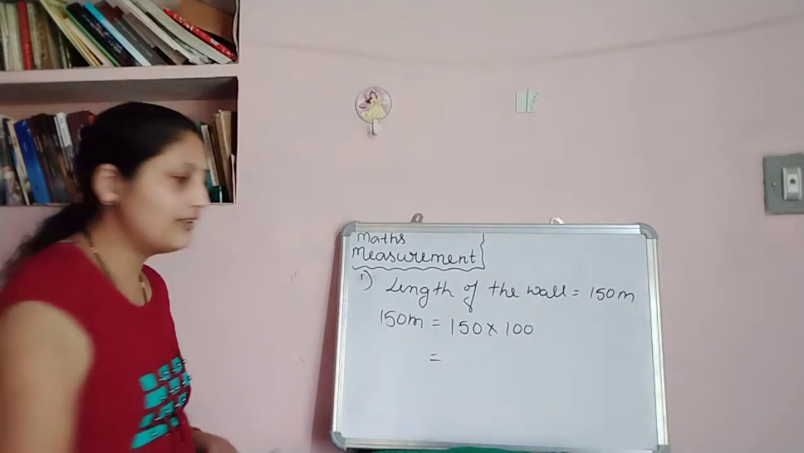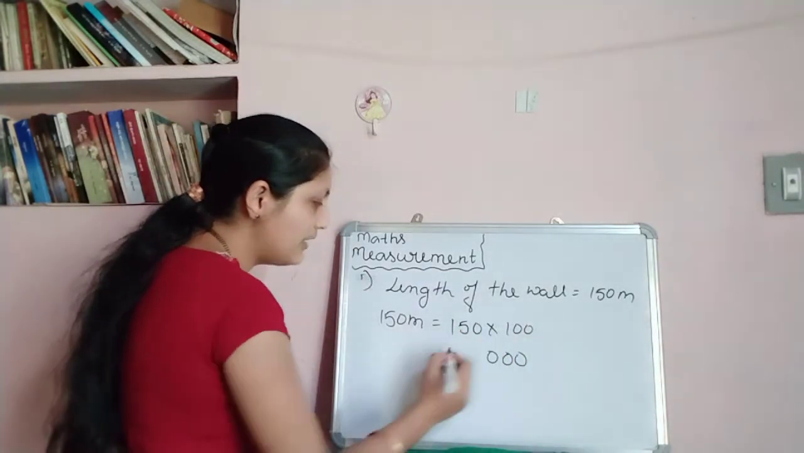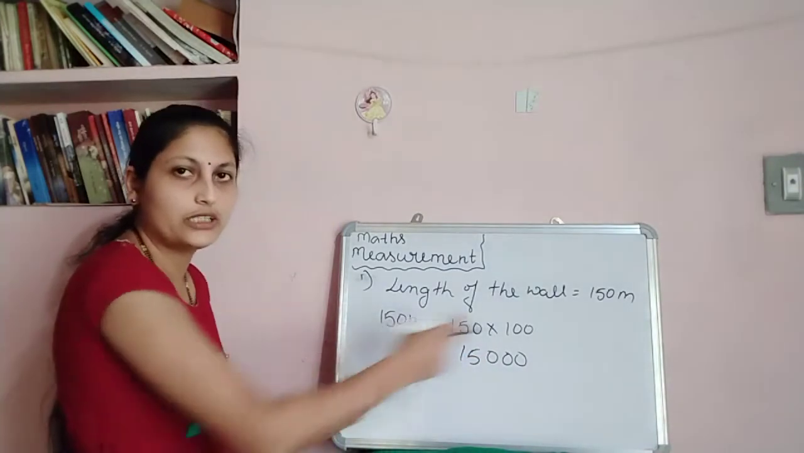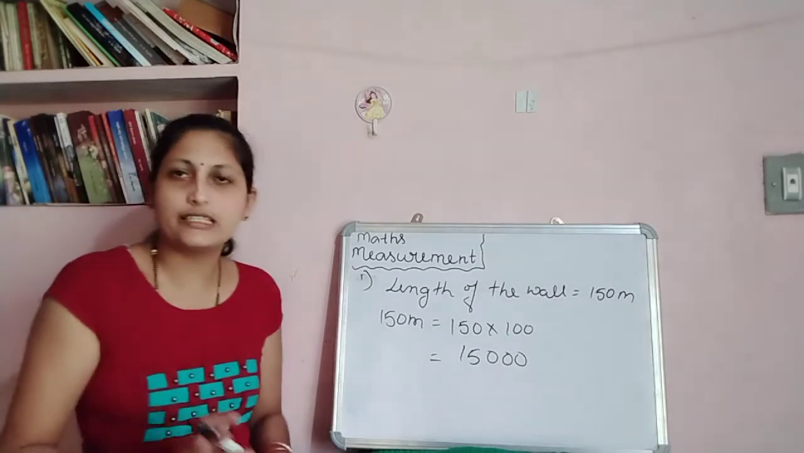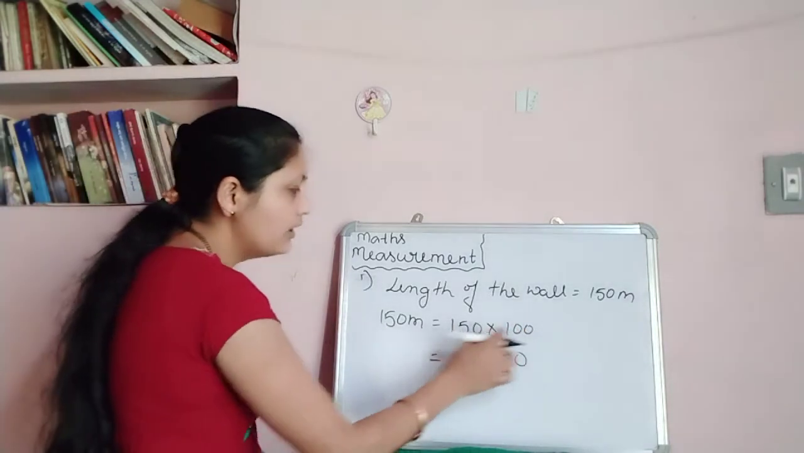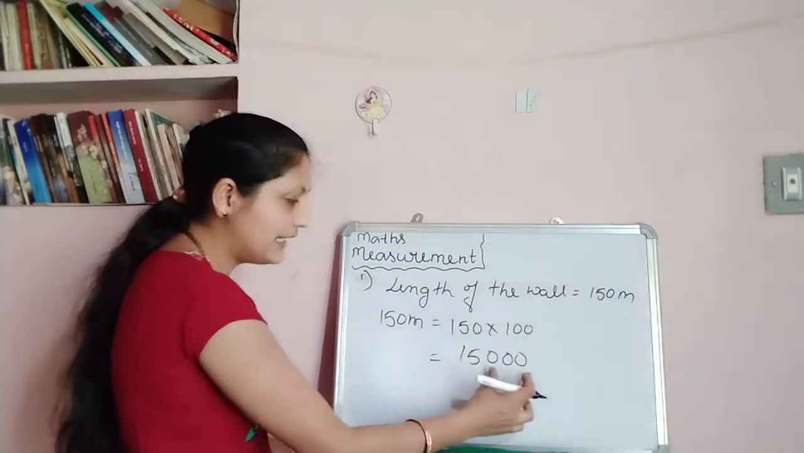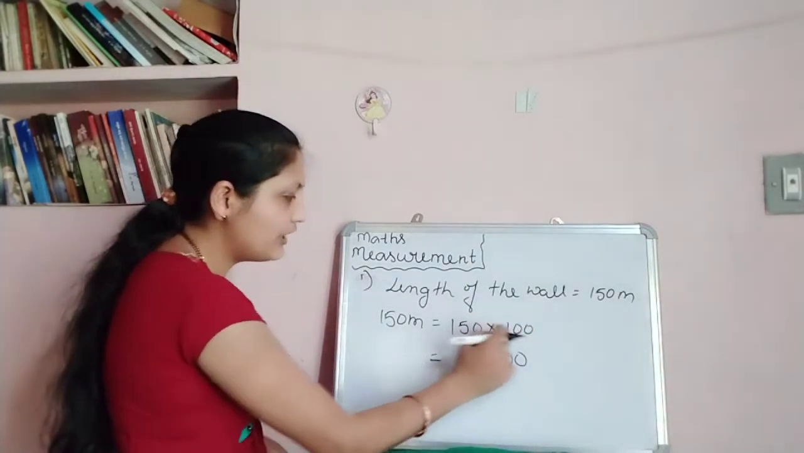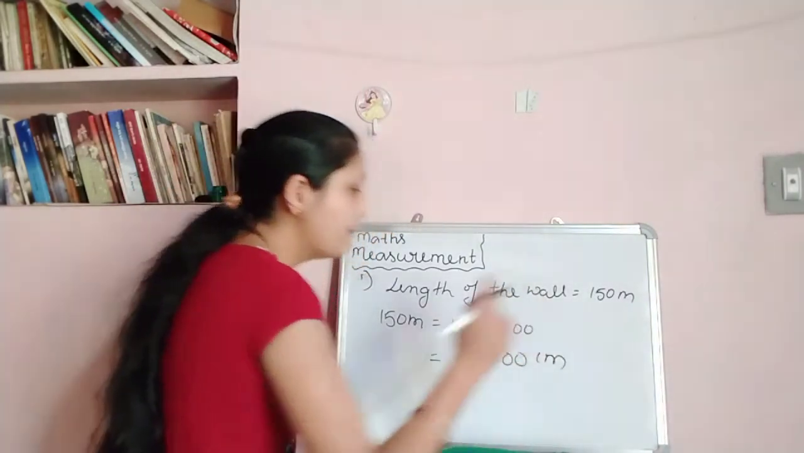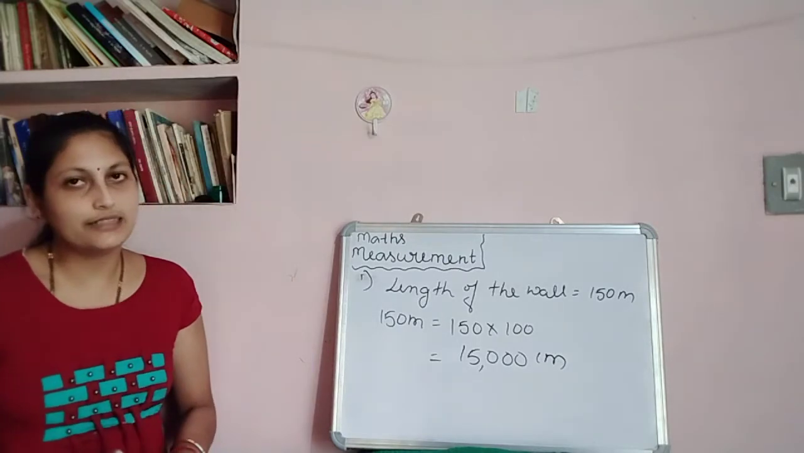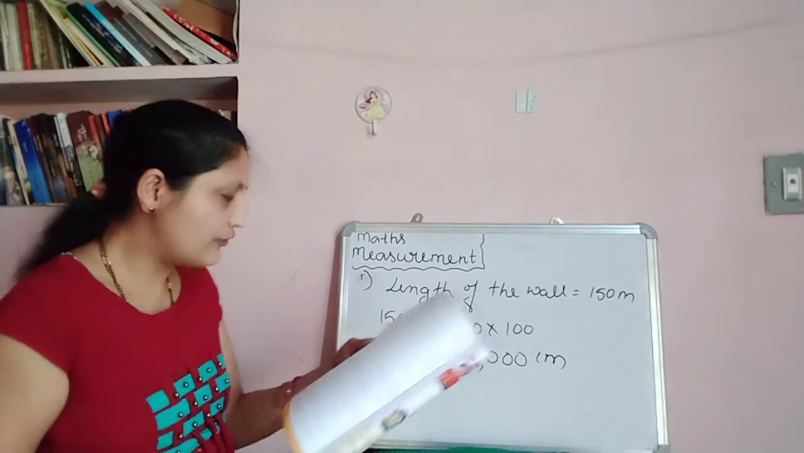So there are 3 zeros, so write 3 zeros here. 15 ones are 15, like this. So you can easily multiply. Multiplying with 10, 100 and 1000 is very easy. Just write how many zeros are there in both the numbers. Here 1 zero, here 2 zeros. Write 3 zeros together. Next, 15 ones are 15. So 15,000 centimeter.